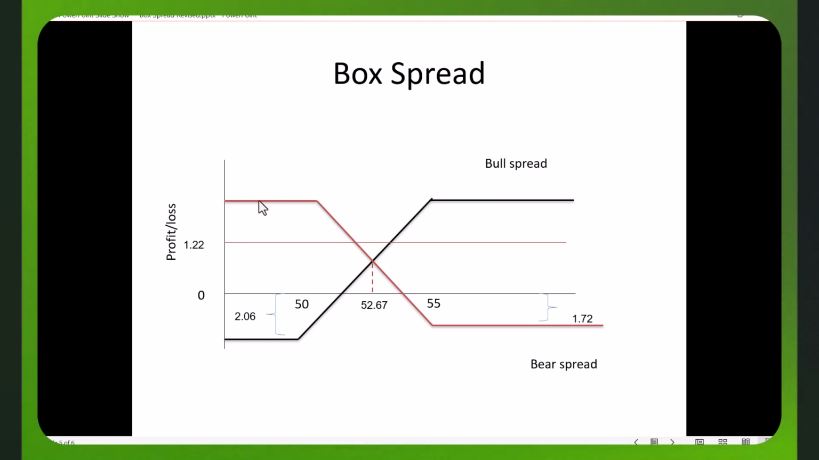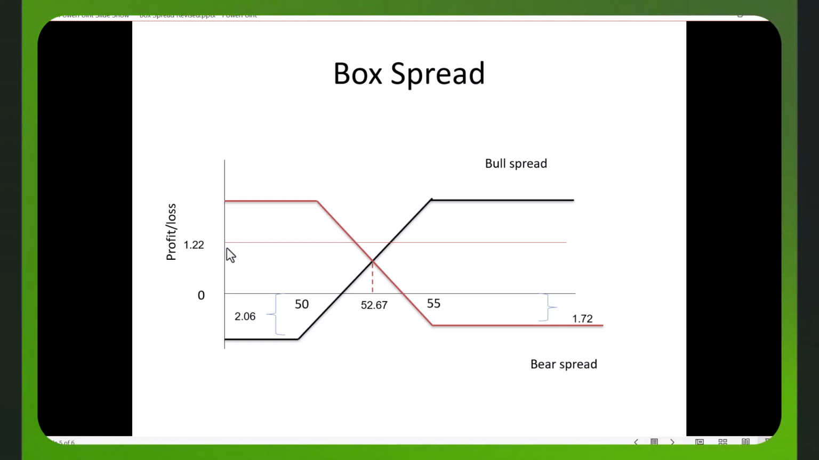And so this is a correct graph. This is the cost of the bear spread, $1.72. And this is the cost of the bull spread, $2.06, and you can see this is what the bull spread looks like. This is what the bear spread looks like, and they cross at $52.67. Okay, so you have to work that out with some algebra.